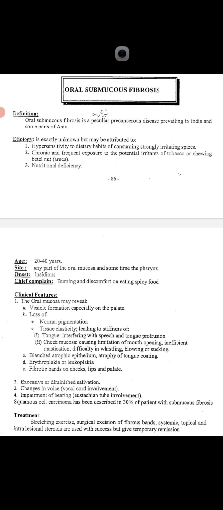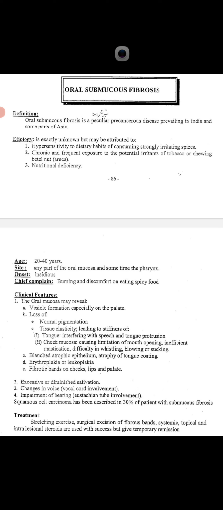Etiology is exactly unknown but may be attributed to three factors. Number one, hypersensitivity to dietary habits of consuming strongly irritating spices. It means if a person consumes strongly irritating spicy food and has a hypersensitive allergic reaction to that spicy diet, as a result there will be oral submucous fibrosis.